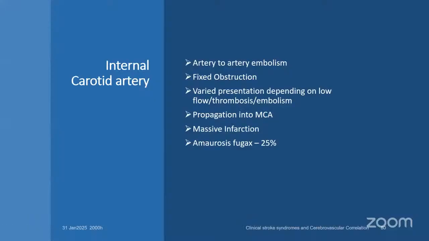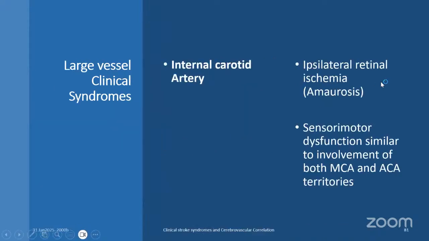In the main artery, the internal carotid artery, artery-to-artery embolism can occur. There will be a fixed obstruction. There is a varied presentation depending on low flow, thrombosis, and embolism, propagation into the middle cerebral artery, and massive infarction. Amaurosis fugax occurs in about 25% of cases. It causes ipsilateral retinal ischemia, that is amaurosis, a transient episode as if a curtain has come in front of the eye. That is the TIA part of it, and there is sensory-motor dysfunction similar to involvement of the MCA and ACA territories.